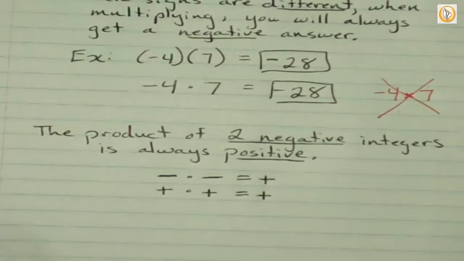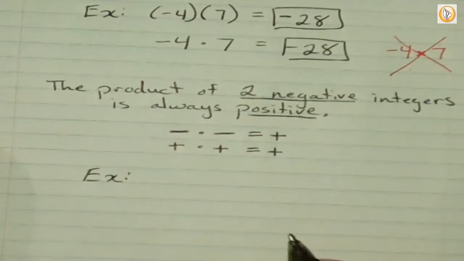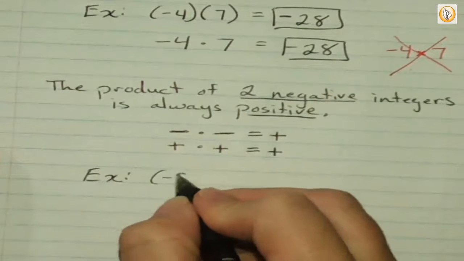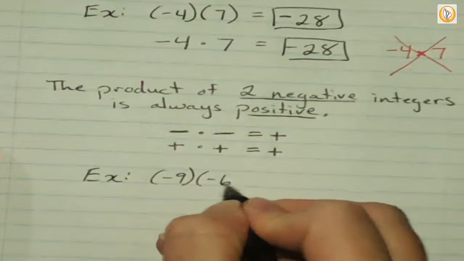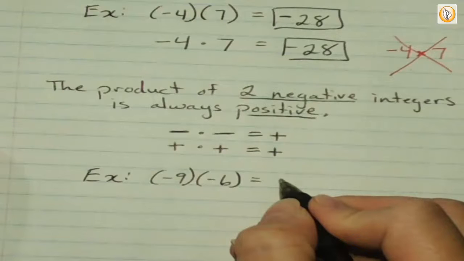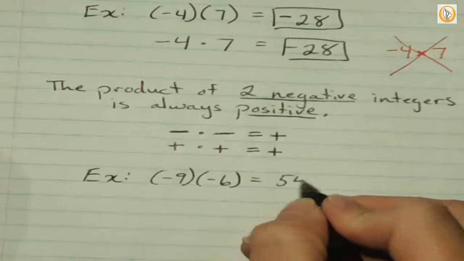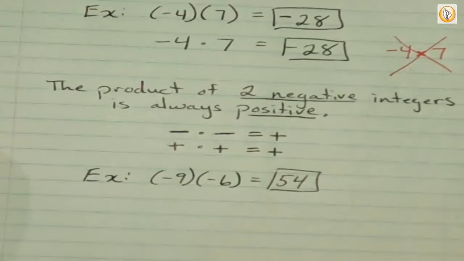Okay, so examples. -9 times -6 is what? Negative or positive? A negative times a negative is a positive. Positive 54.